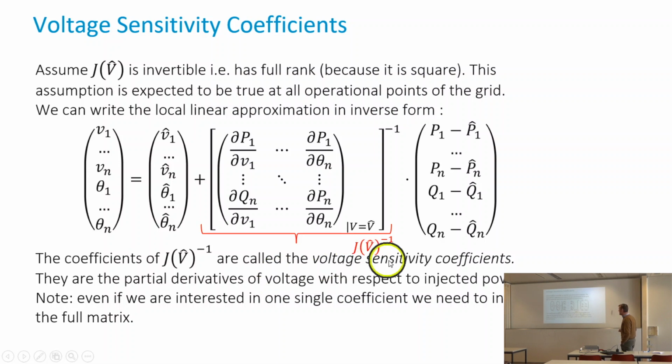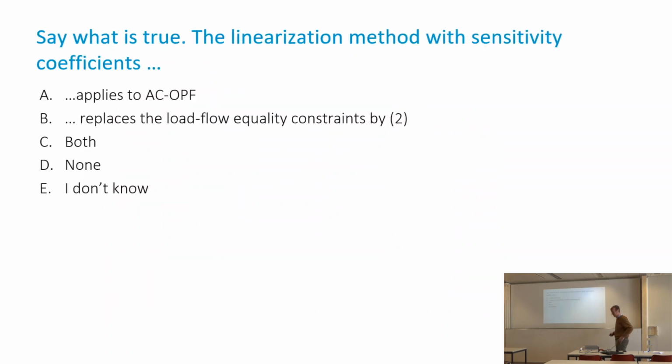They are called voltage sensitivity coefficients, and they play an important role in the constraints and in general in solving optimal power flow in practice. This is why also this method is called iterative method with voltage sensitivity coefficients. Right? Quick question.